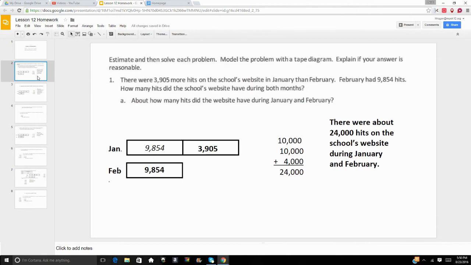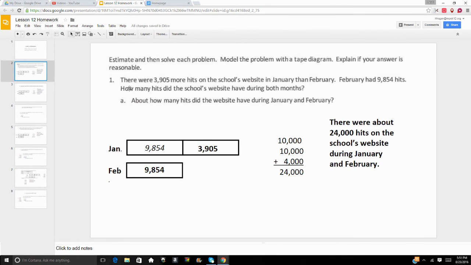Okay, let's get started. So we're going to estimate and then solve each problem. So model the problem with the tape diagram. So you have to explain if your answer is reasonable. So they don't really want you to solve right away. They want you to estimate.